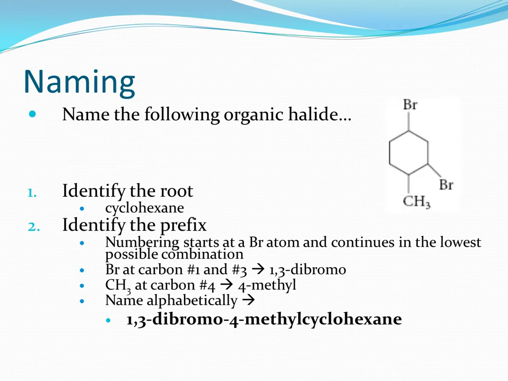This organic halide has cyclohexane as its parent chain. Begin numbering at the bromine and continue with the lowest possible numbers. This molecule has 1 methyl group and 2 bromine groups. Branches should be listed alphabetically.